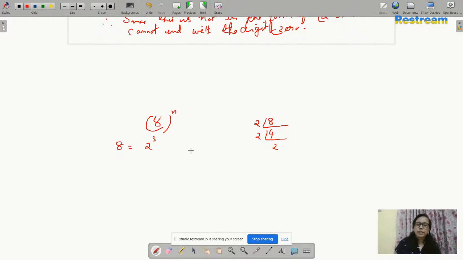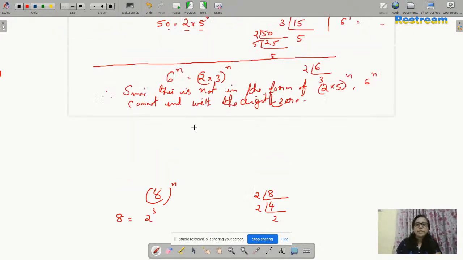Can you see any 5 here? 2 cube. So that's why we can take any number like this. Many questions are there. You practice it. 6. Did you understand? Only 2 lines, but you want to understand that. You want to factorize that 6 raised to n.